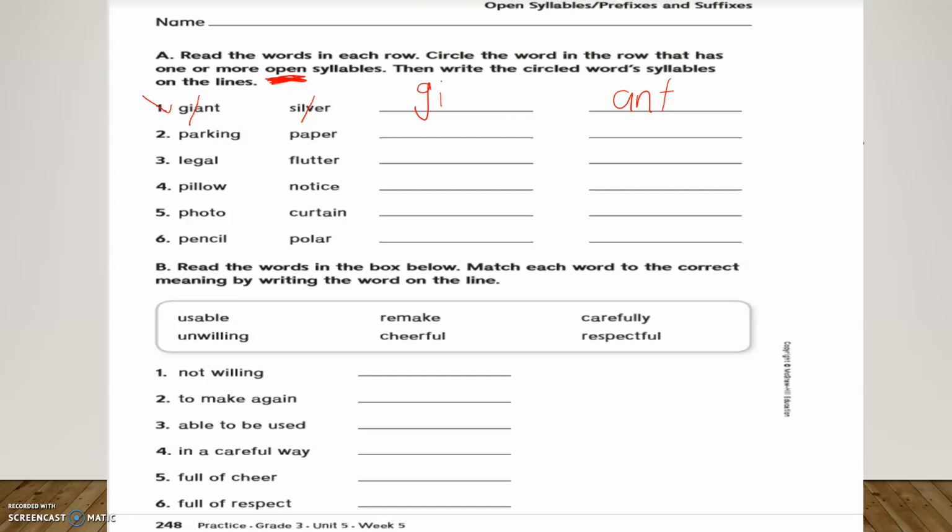Now part B is very easy. It depends on your understanding of the meaning of the words inside the box. They said read the words in the box below, match each word to the correct meaning by writing the word on the line. I think it's very easy. Not willing is obviously unwilling, because the prefix un means not. So unwilling.